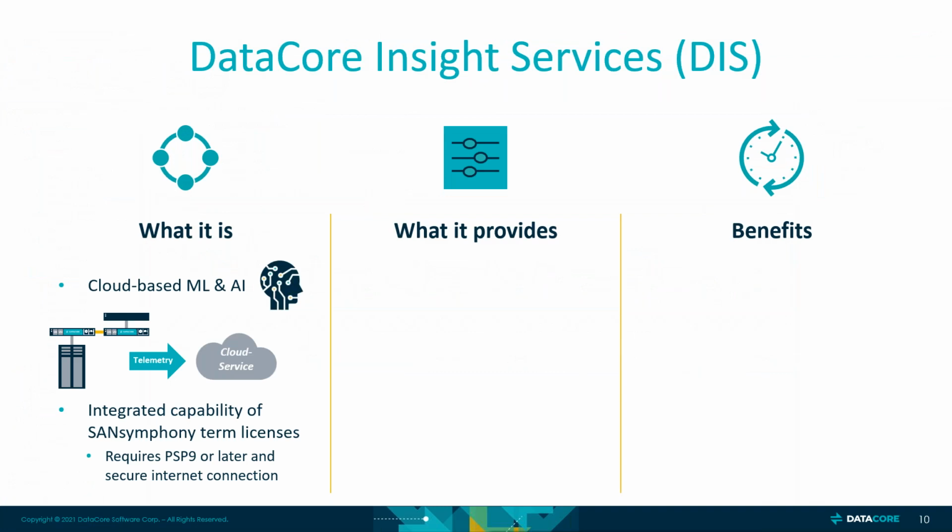Companion to the management console are our DataCore Insight services. DIS is the abbreviation we use. And this is our SaaS portal that provides cloud-based machine learning and artificial intelligence based on telemetry that it's receiving from your SANsymphony nodes. So when you run the BZ edition on, let's say, a pair of DataCore nodes, it's going to be sending back machine information saying, here's my health, here's what I'm running into, any glitches I'm running into, and here's the state of the performance profile of what I'm seeing.